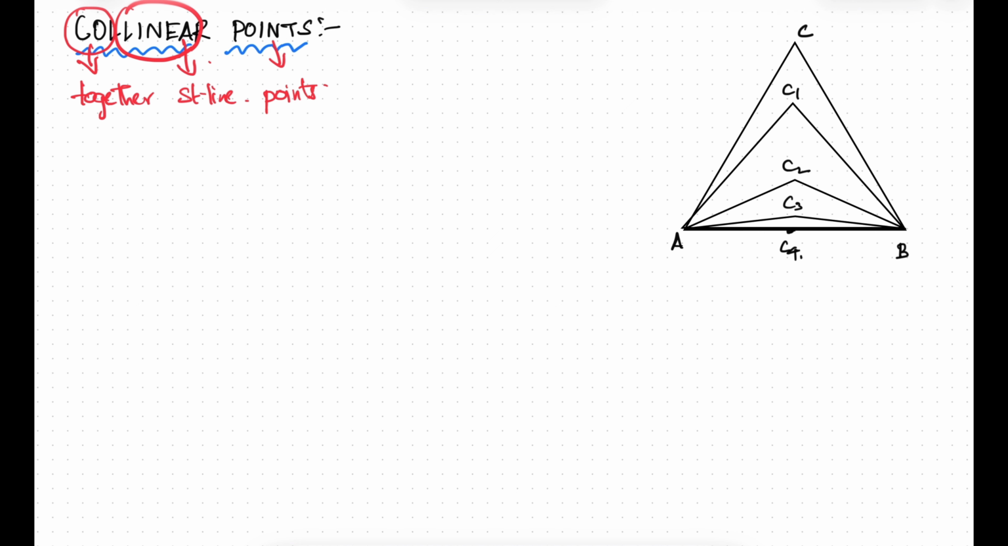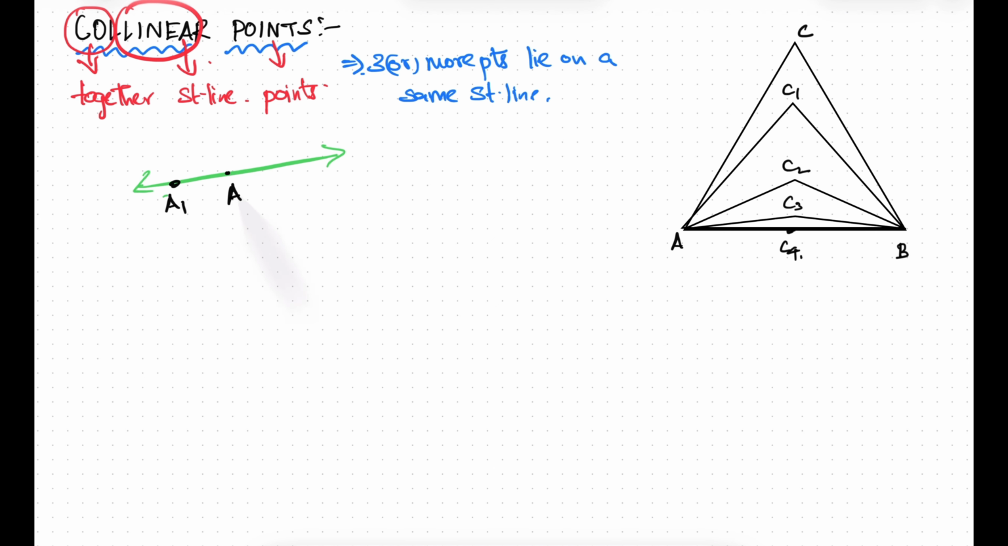So the definition of collinear points is as follows: three or more points lie on the same straight line. Visually, we are going to have a straight line and 3 points A1, A2 and A3, and we can call A1, A2, A3 the 3 collinear points because they all lie on the same straight line.